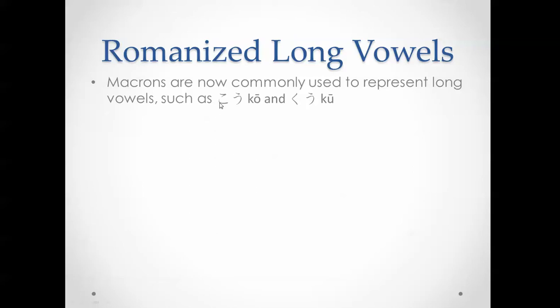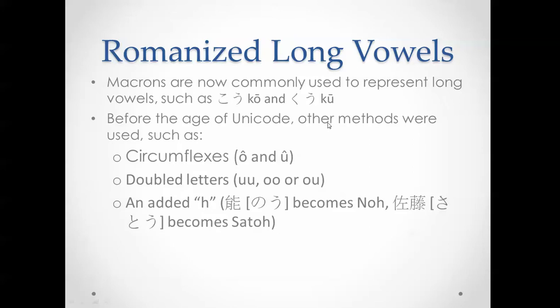So here I have kou, and it's written K with an O and a macron over it. Okay, ku likewise is romanized K with a U and a macron over it. Now, this all is possible because of the wonders of electronics and Unicode in particular. But before the age of Unicode and before the age of digital word processing, in a more sophisticated environment, there were other methods. And so if you're looking at older materials, you may see something like this.